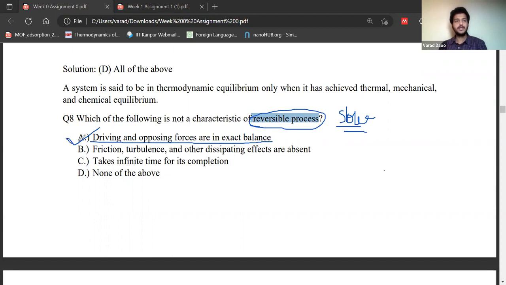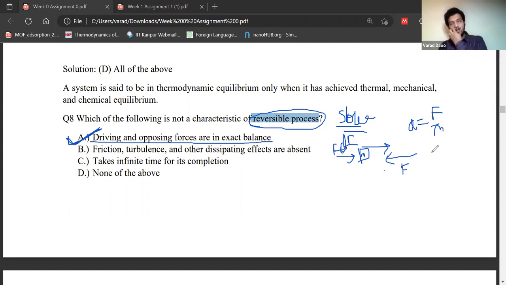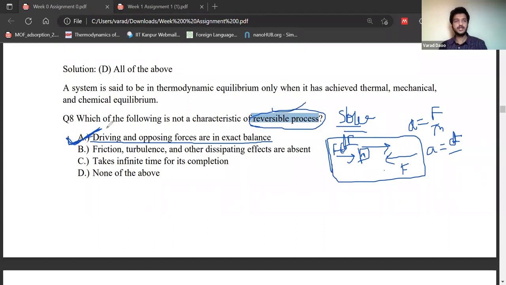That means this is a characteristic of a reversible process, because only when the difference is slight. Let's say this is the block and we are trying to displace it using this force F, and there is no opposing force, and this mass is m, so it will move very fast with an acceleration a equal to F by m. But when there is an opposing force, so here F plus dF, and here F is the opposing force, then the acceleration will be dF by m. So if there is only a slight change in the force, then we can say it's a reversible process. So this is a characteristic of a reversible process.